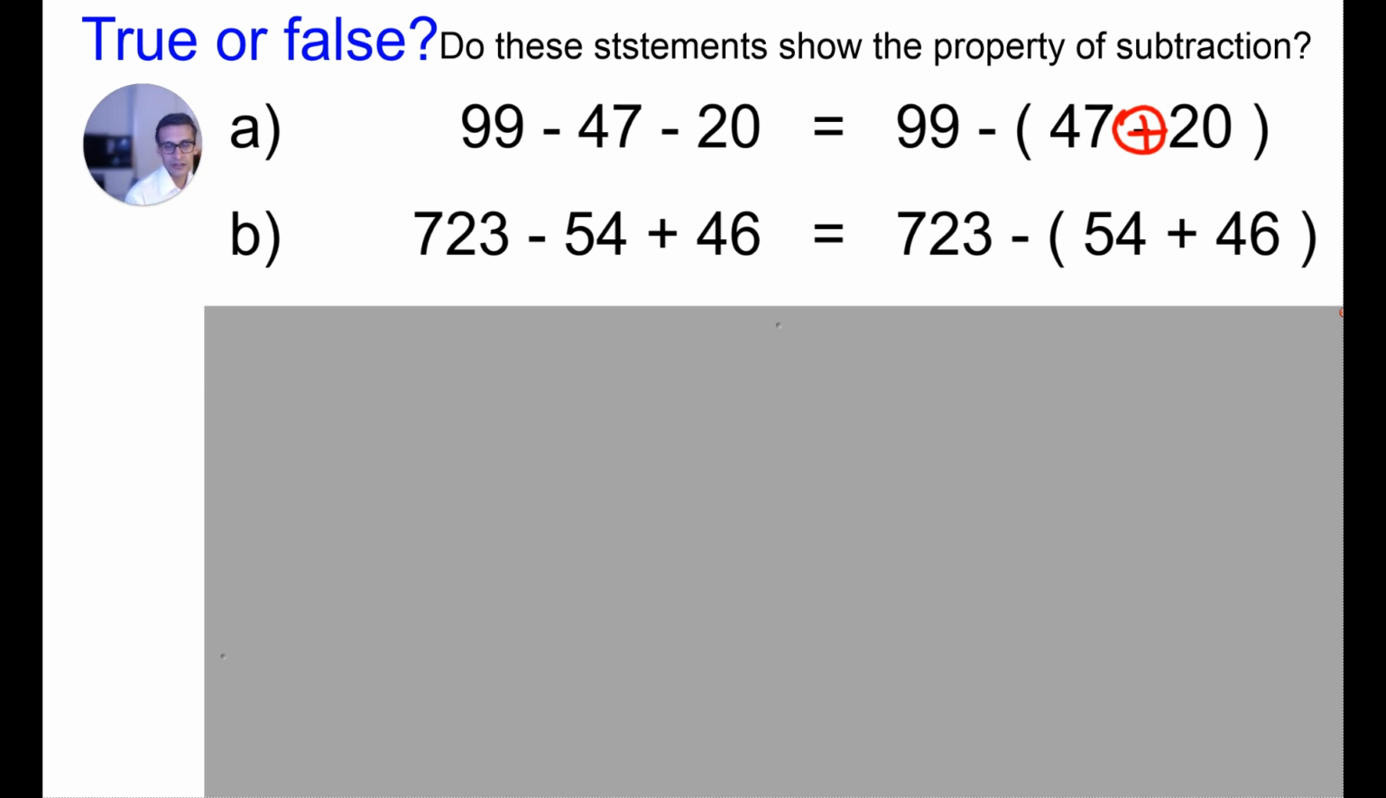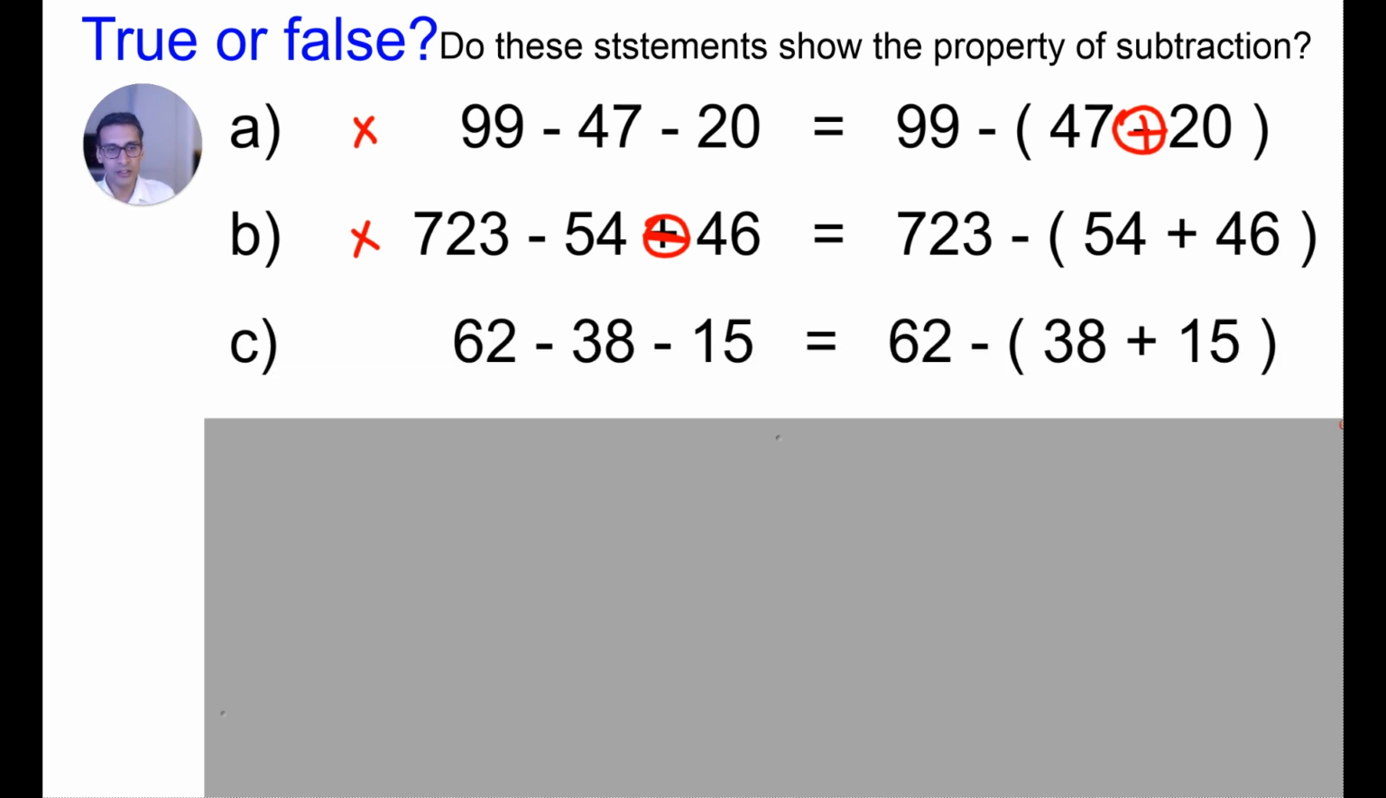Question B, does this show the property of subtraction? So again, in this case, we can say this is false because that should be a subtraction sign here. The rest of it becomes correct if we change that to a subtraction. For question C, do you think this is true or false? Okay, so we can see this is 62 minus 38 minus 15. This should be 62. Yeah, this is going to be true.